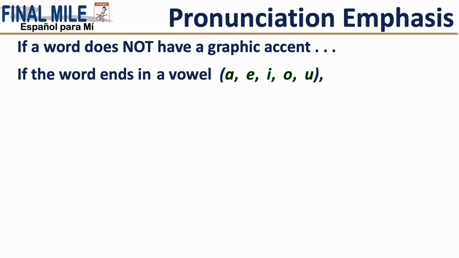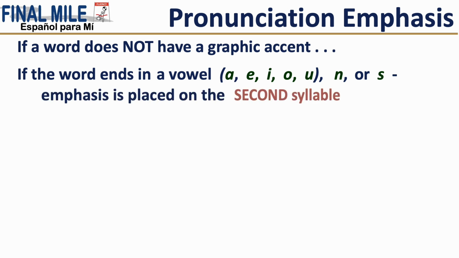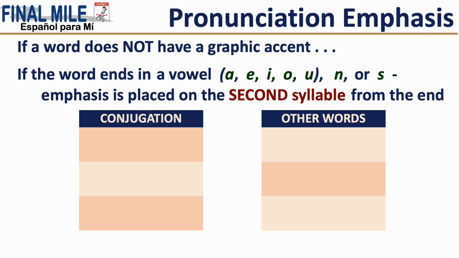So if the word ends in a vowel, or the letter N, or the letter S, then emphasis is placed on the second syllable from the end. We count syllables from right to left. Okay? This happens a lot in conjugation, that we have words that do not have a graphic accent and they end in a vowel or N or S. In fact, the vast majority of words in conjugation end in a vowel or N or S.